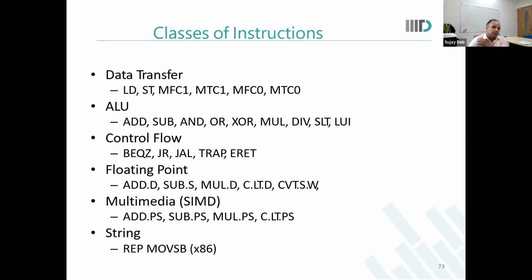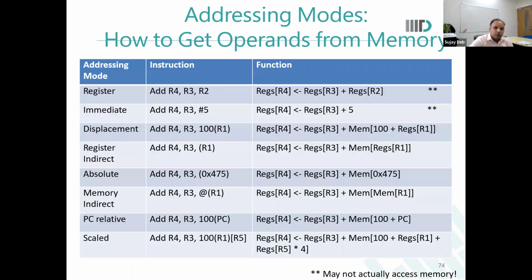So you see that CISC is very different, where complicated things are done using a single instruction, whereas in case of RISC you do only the basic stuff. Yeah, so these are also specified at the ISA level.